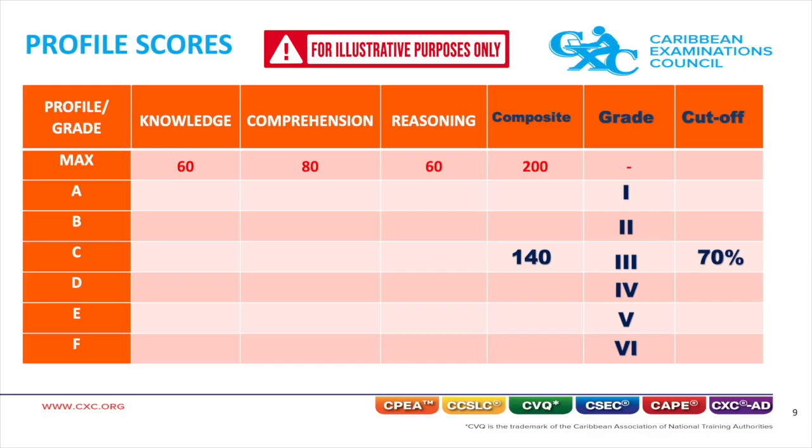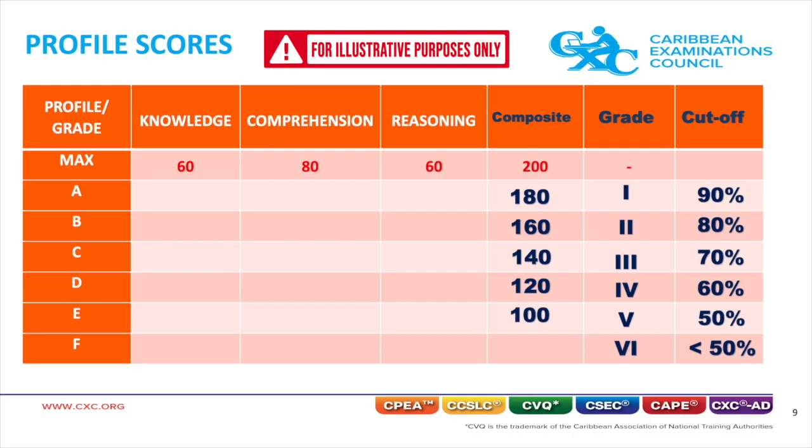Using a consistent difference of 10% between each cutoff point for each grade band, we get 80% or 160 marks at grade 2, 90% or 180 marks at grade 1, 60% or 120 marks at grade 4, 50% or 100 marks at grade 5, and less than 50% or less than 100 marks at grade 6.